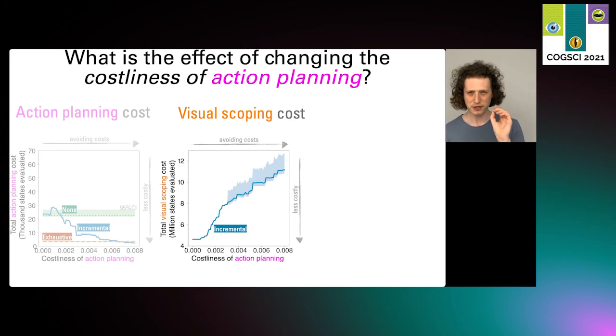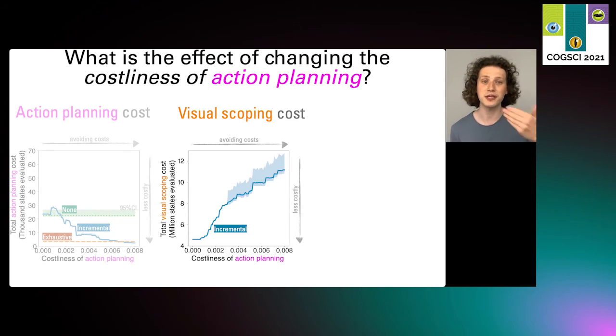The visual scoping cost increases the costlier action planning is, and that might seem paradoxical, but it is because if we choose smaller subgoals, then we need more of them, therefore the total cost of choosing them is higher. And this illustrates how momentary cognitive resource limitation can lead to a higher total amount being used. You're trying to be stingy, but you end up paying a larger cost choosing subgoals that minimize action planning cost.